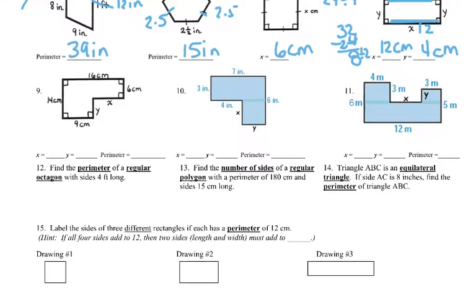The last 3, it's going to be really helpful to use different colors here. So what I'm going to notice here for x is that this is 9, and this is x, and this is 16. So the 9 plus the x has to add up to 16. So x here is 7 centimeters, and I'm going to write it on the picture as well.